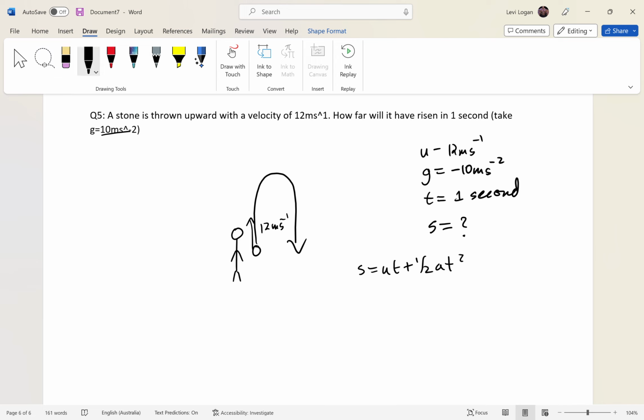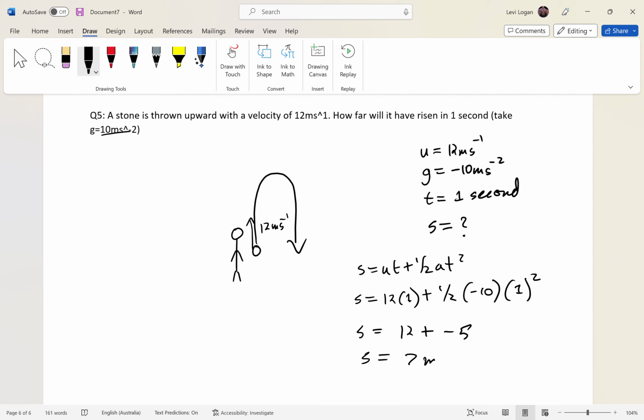All we have to do is plug into the formula because s is already the subject. So s equals 12 times 1 plus a half of -10 times 1 all squared. Putting that into your calculator, or you could just calculate it in your head. So 12 plus -5 is just going to be equal to 7 meters. So that's the distance it's traveled.